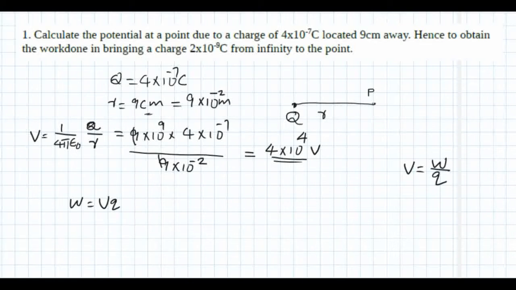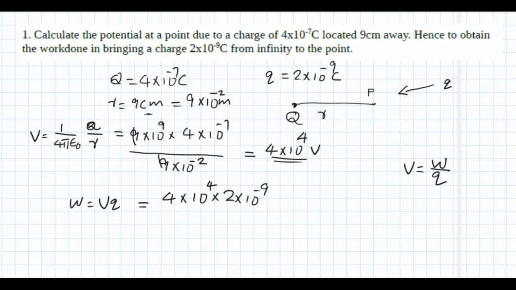And what is Q here? Q is the charge that we are bringing, right? So Q is the charge that we are bringing from infinity to this point. And what is the value of Q? Here the value of Q is 2 into 10 raised to minus 9 coulomb. Therefore W is equal to 4 into 10 raised to 4 into the charge Q, which is 2 into 10 raised to minus 9, and this is equal to 4 into 2 is 8, 8 into 10 raised to 4 minus 9 is minus 5, so 8 into 10 raised to minus 5 joule is the work done.